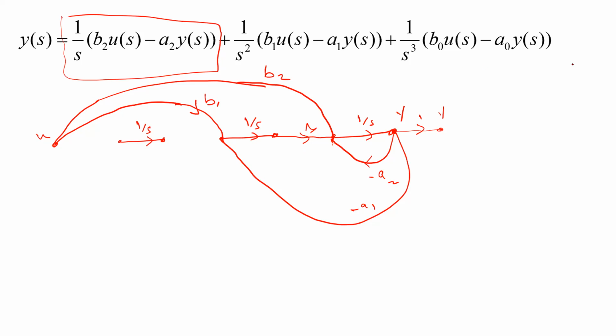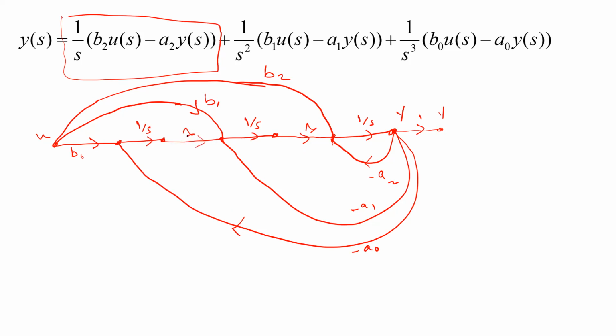Well, now let's take all of them together. So let me take from U to this point, the gain will be B naught, and from Y to this point, minus A naught. And again, let me connect 1 here. So this is my signal flow graph. This is the signal flow graph of the transfer function.